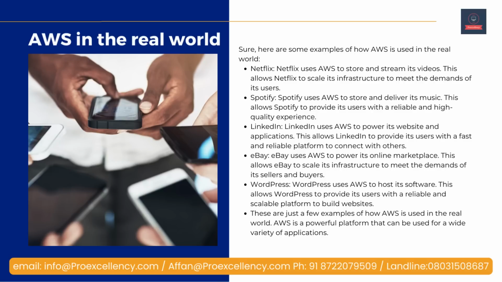LinkedIn. LinkedIn uses AWS to power its website and applications. This allows LinkedIn to provide its users with a fast and reliable platform to connect with others. eBay. eBay uses AWS to power its online marketplace. This allows eBay to scale its infrastructure to meet the demands of its sellers and buyers. WordPress. WordPress uses AWS to host its software. This allows WordPress to provide its users with a reliable and scalable platform to build websites. These are just a few examples of how AWS is used in the real world. AWS is a powerful platform that can be used for a wide variety of applications.